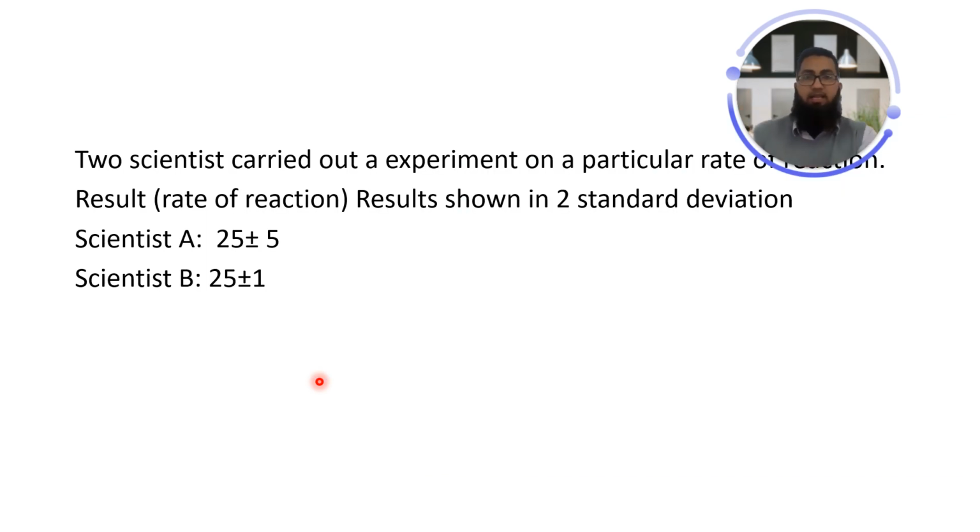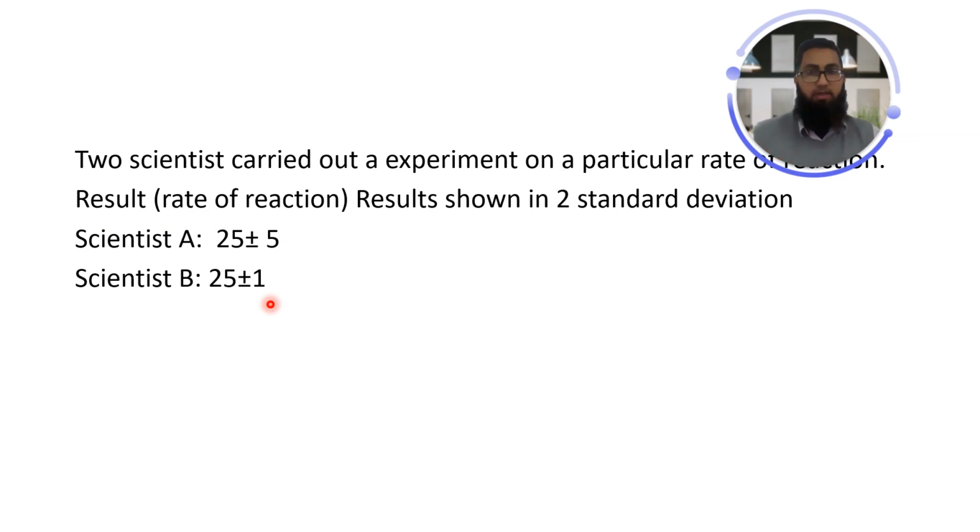Two scientists carried out an experiment to find the rate of reaction, scientist A and scientist B. The data shown here is in 2 standard deviation. So scientist A got 25 plus or minus 5, and scientist B did the same experiment. He also got an average of 25, but plus or minus 1 standard deviation. So everything here is 2 standard deviation. Now have a pause. What does this data show? Which scientist's data is more accurate?